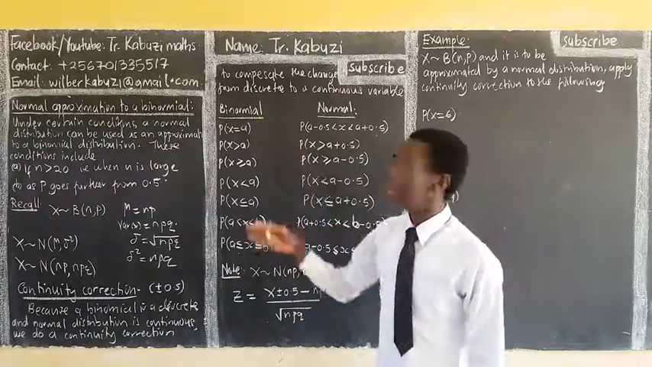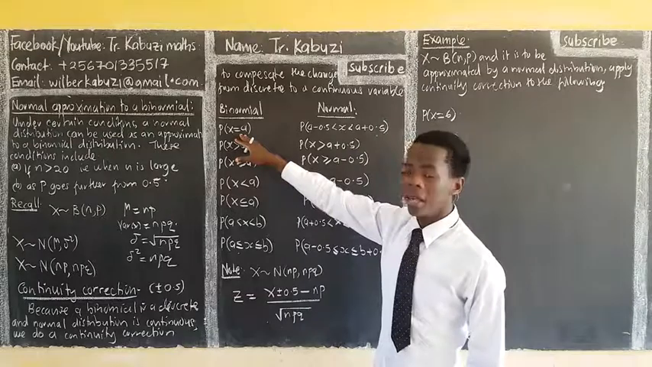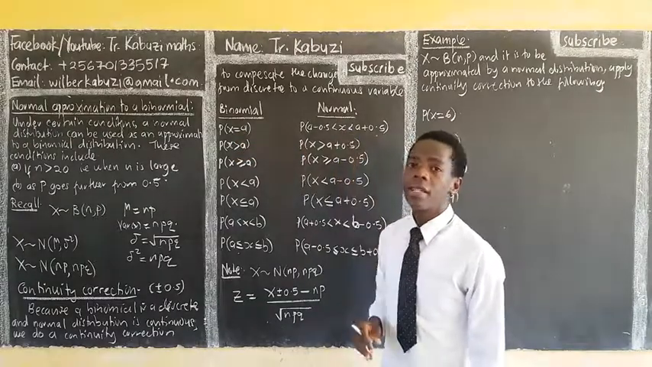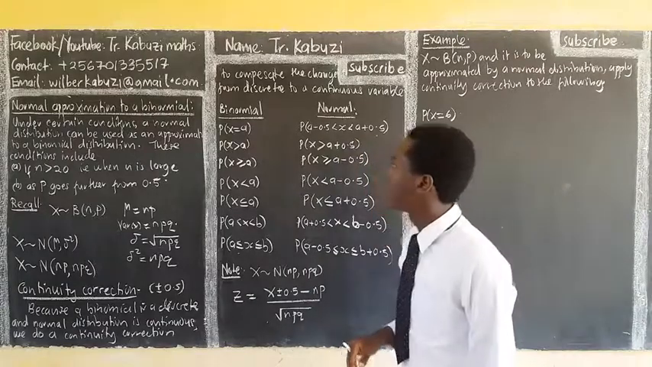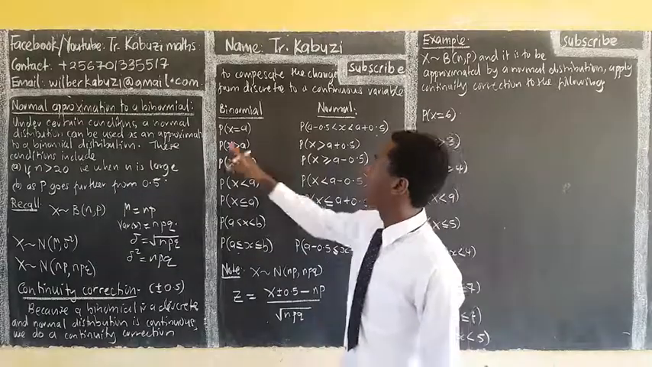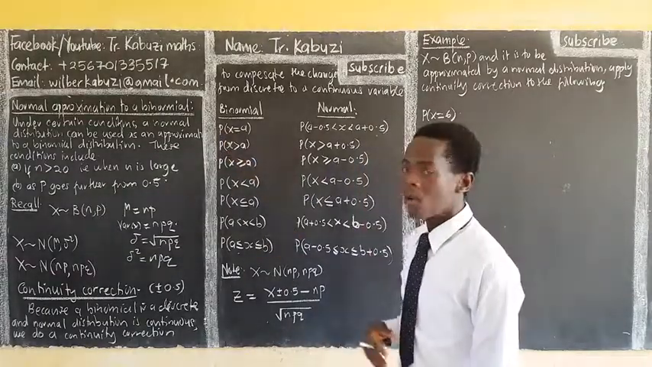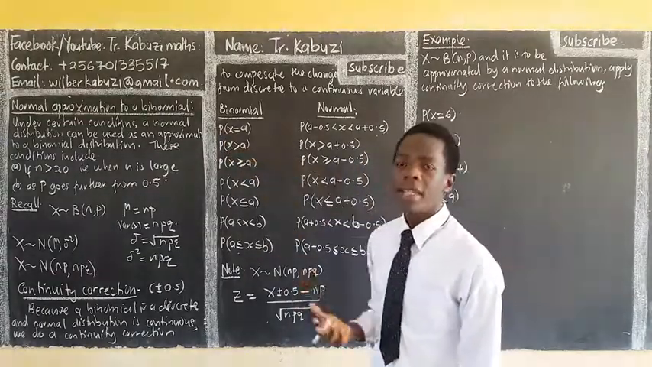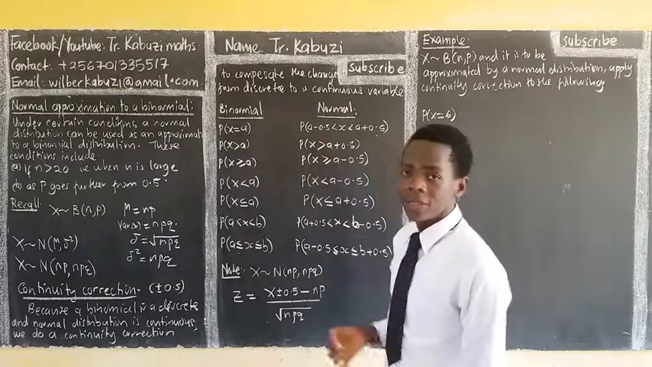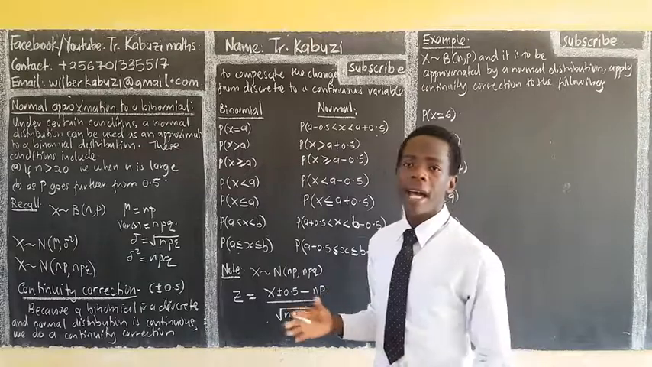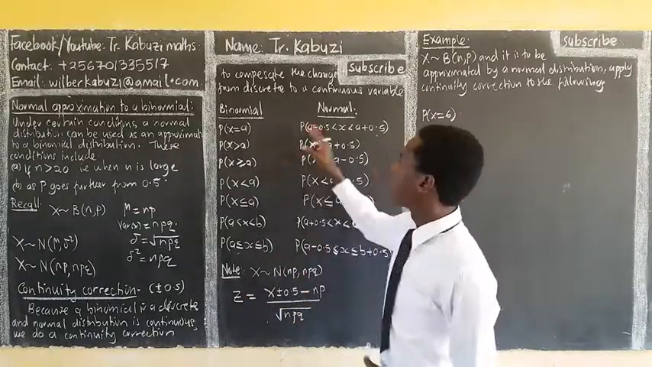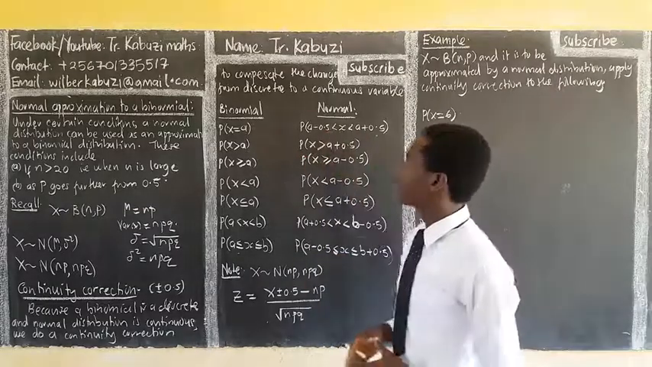So what we do is make these values change from discrete to continuous, as you are going to see. If we want the probability of x equal to a, remember in binomial every value of x has its own probability. But in continuous, we say certain values of x have their probability in a given range. So that's why we always convert them to these forms here.